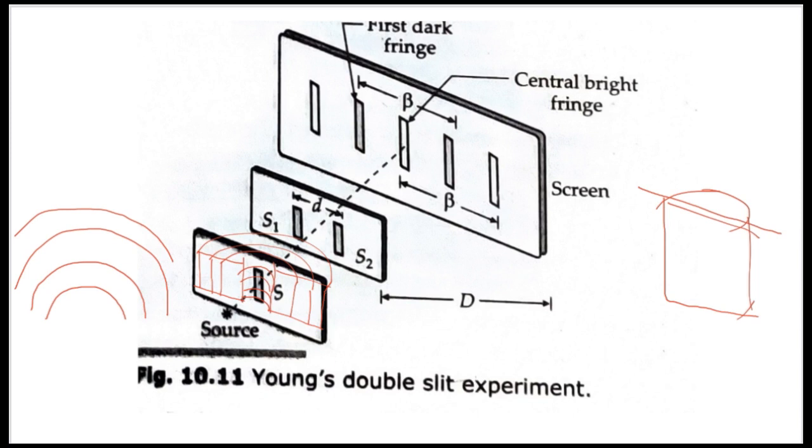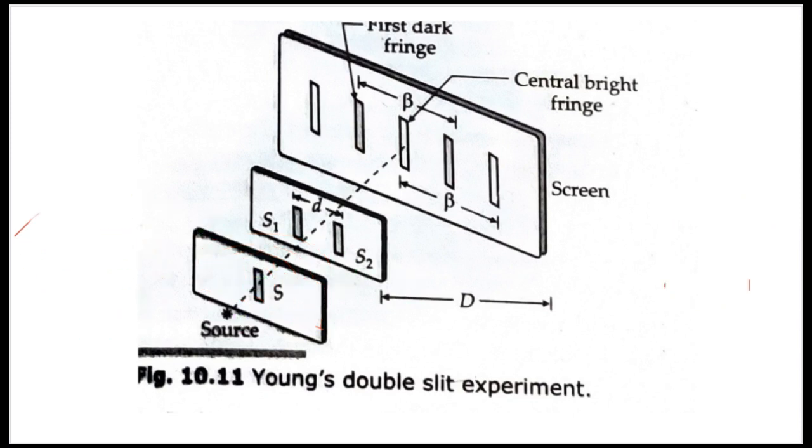So in order to eliminate this error, instead of having two light waves, we can consider the same light wave and make it pass through the two slits. In such a way, you will get two light waves. Both of them will have the same frequency and the same phase difference. In such a way, we can get two light waves.